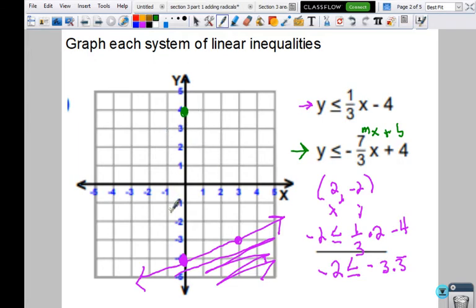Okay, so we gotta follow our slope, negative 7 over 3. We got 1, 2, 3, 4, 5, 6, 7 over 1, 2, 3. And my dot's right there. Kyle, is my line gonna be solid or dash? Solid. Yep. I'm gonna make my solid line right here.